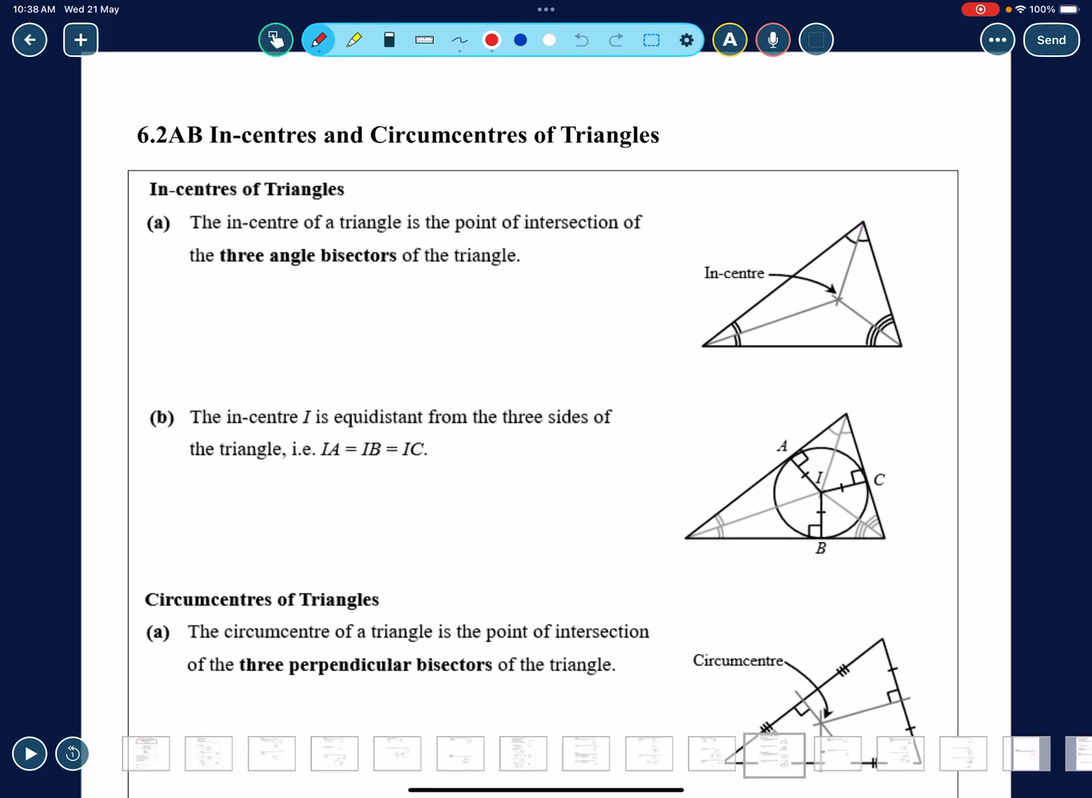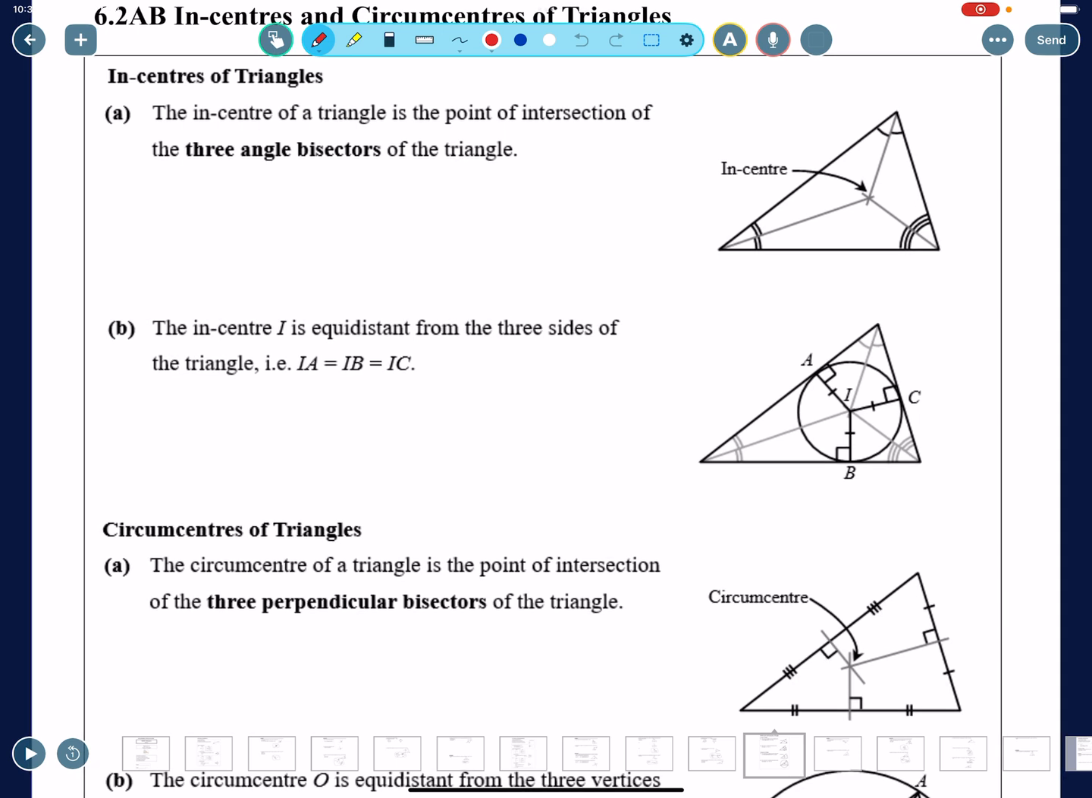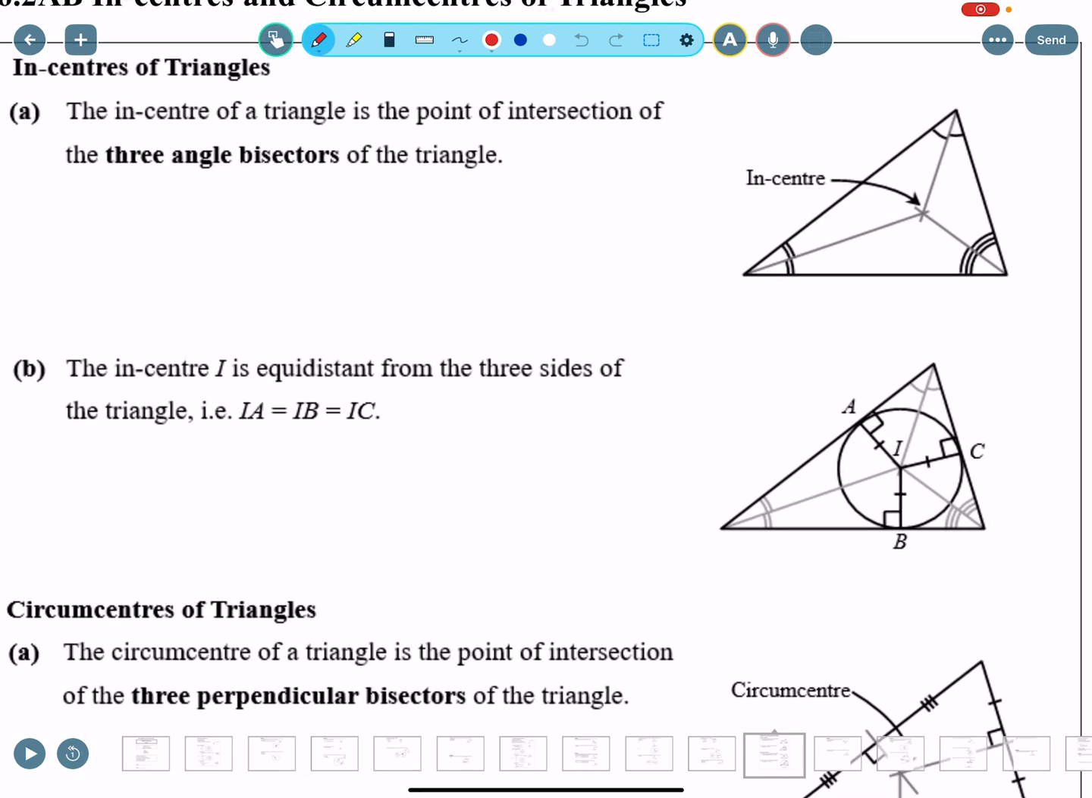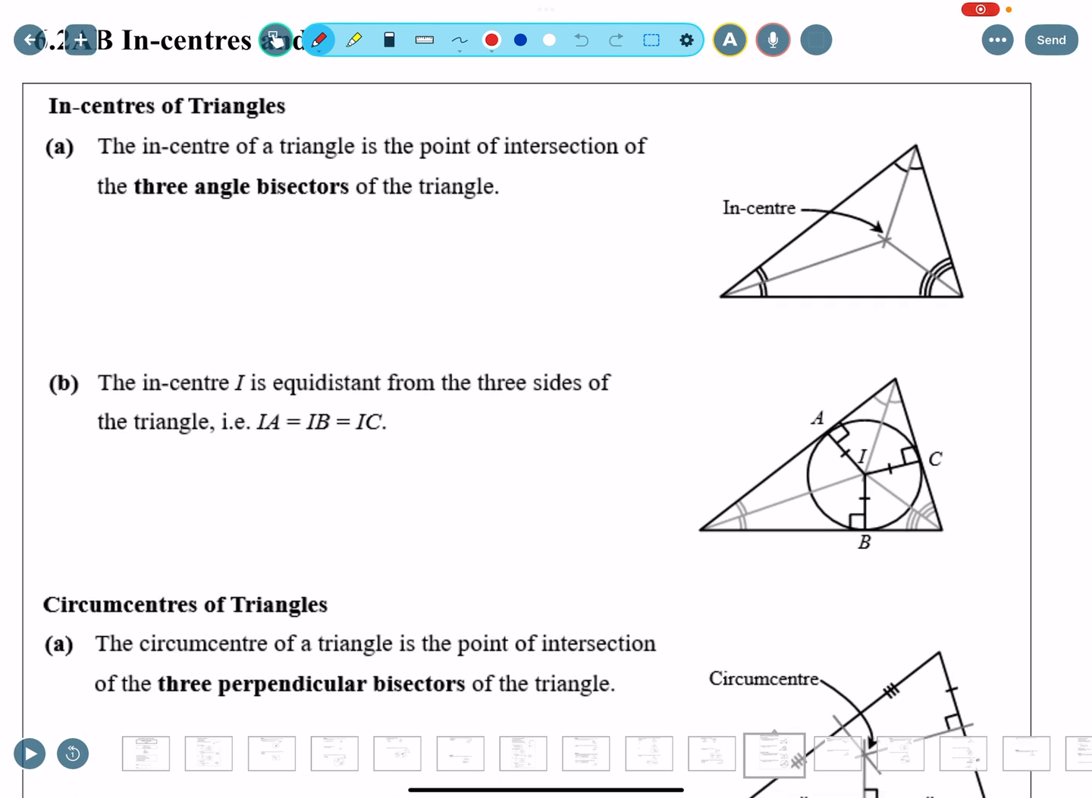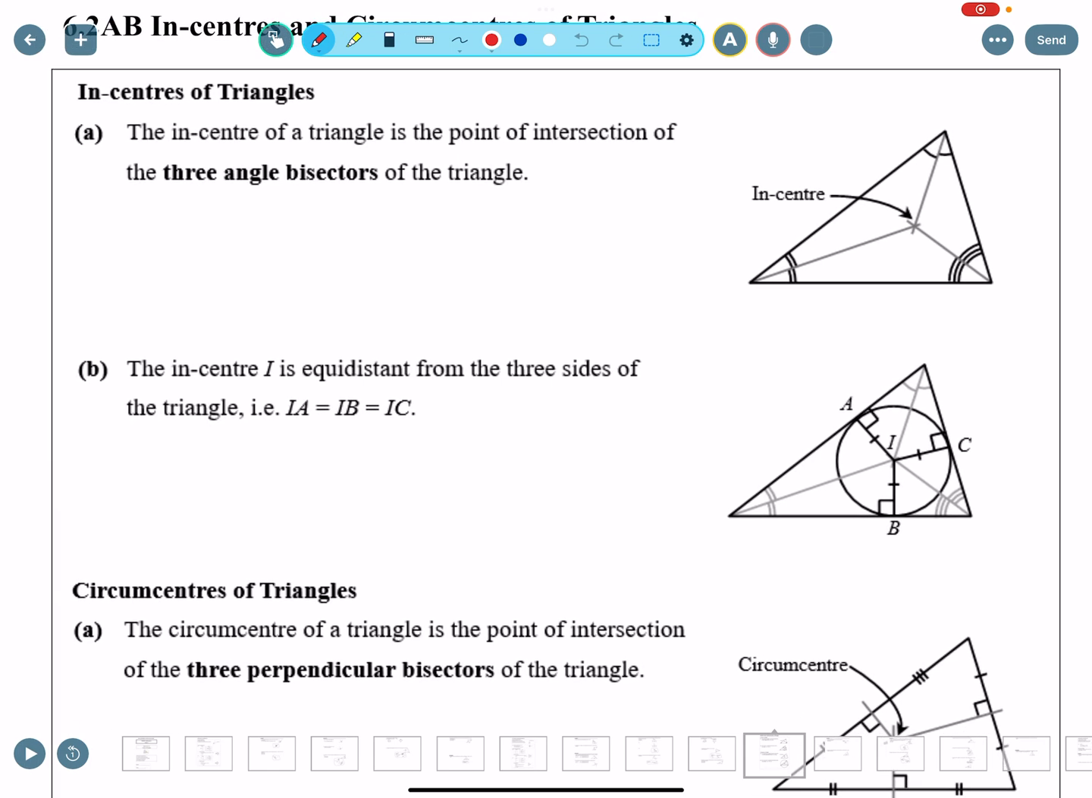Hello everyone, this is a video on incenters and circumcenters of triangles. Something quite complicated if you don't understand the first part of the chapter. They're quite connected to each other. Now, incenters is basically a combination of three lines, I would say, and finding an intersection point between them, okay?